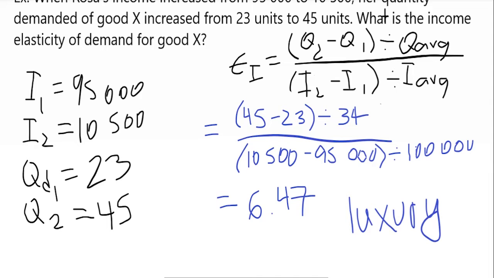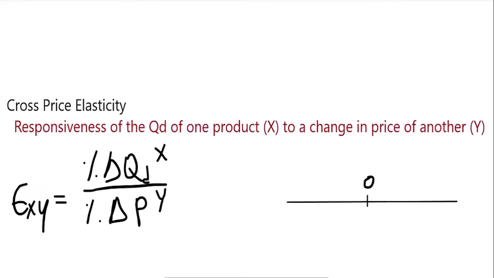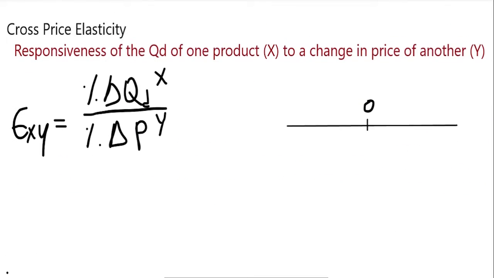Awesome. Okay, finally, we have our cross-price elasticity. So cross-price elasticity is the responsiveness of the quantity demanded of one product, X, to a change in price of another, which is Y. So we know that another factor is the changes in prices of other goods. So here we're trying to look at how does a change in the price of a different good affect the change in quantity demanded of the good that we're looking at.